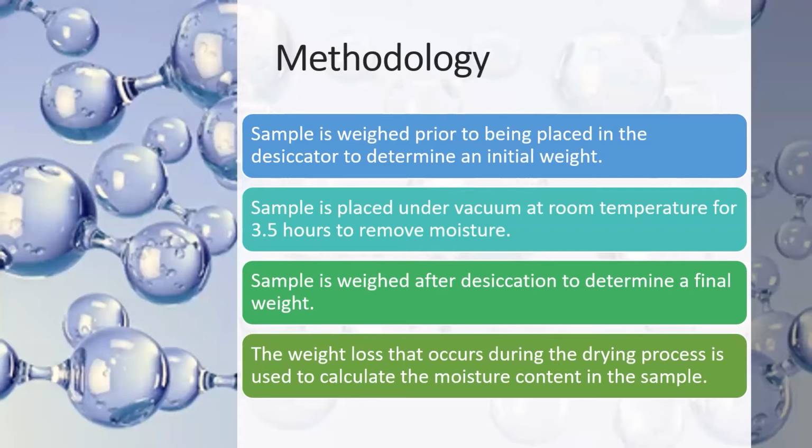This allows us to determine how much of the weight is sample and how much of the weight is the container. Once the samples have been weighed, they are placed in the desiccator and the vacuum pump is switched on. This creates a negative pressure environment for the samples and seals the desiccator. The samples are left for 3.5 hours under vacuum at room temperature. After the 3.5 hours have passed, the vacuum pump is switched off and the pressure in the desiccator is carefully released. The samples are removed from the desiccator and immediately weighed to determine the final weight.